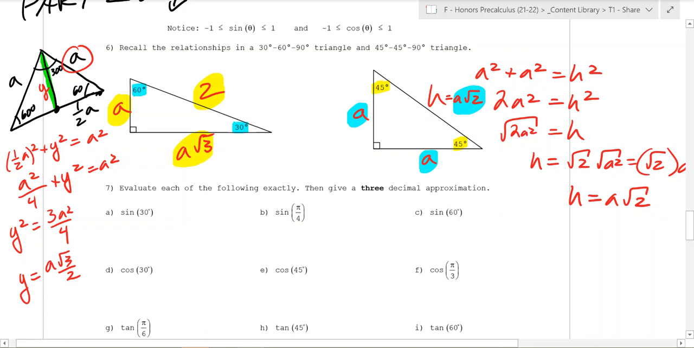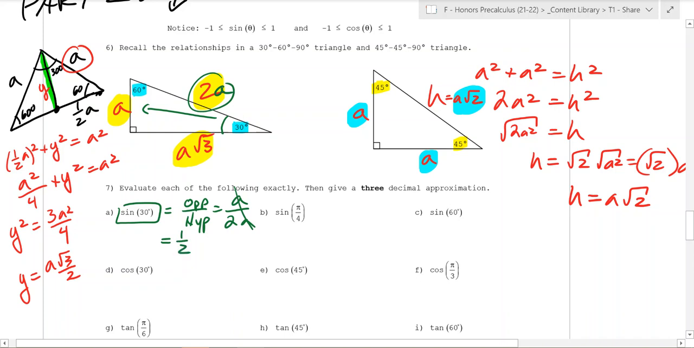Why is this helpful? Well, if I ask you for the sine of 30 degrees, that would be the sine of this angle. Sine is equal to the opposite over hypotenuse. The opposite side is going to be a, and the hypotenuse is 2a. Sorry, I forgot the a right there. Well, the a's cancel, so you end up with the sine of 30 degrees being 1/2.